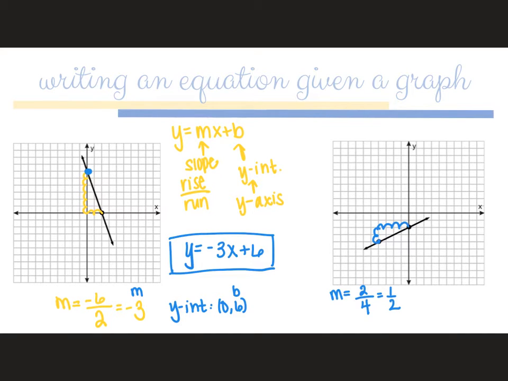When I start to find the y-intercept, it's wherever this line crosses the y-axis, which is 0, negative 2, which makes my b value negative 2. So then when I write my equation, I have y equals 1/2 x minus 2.